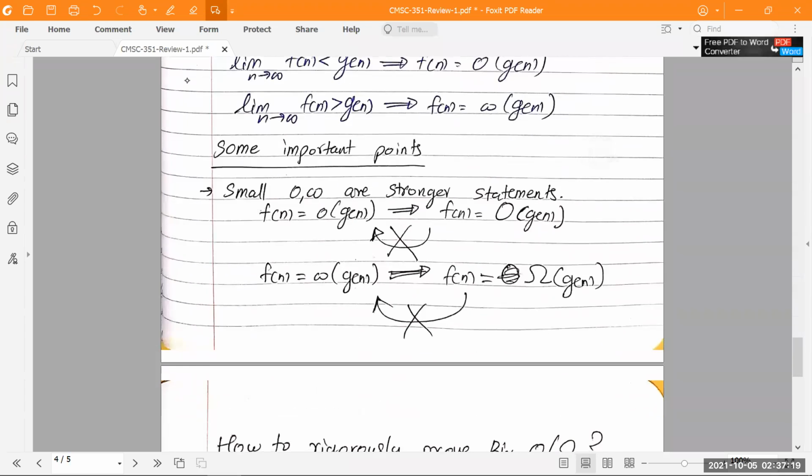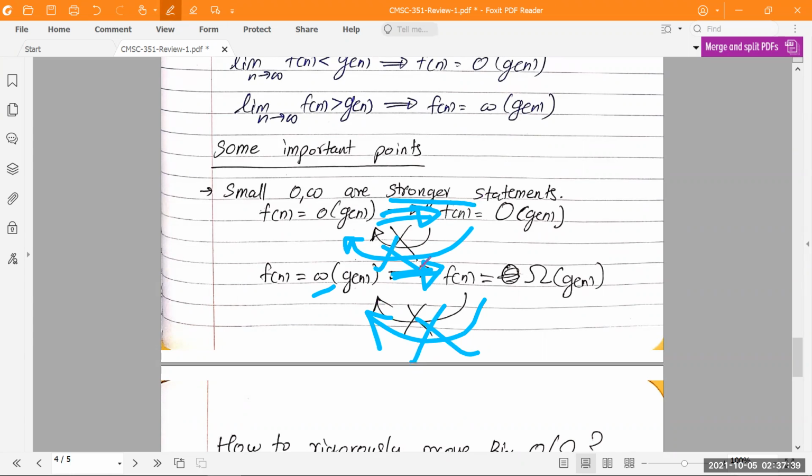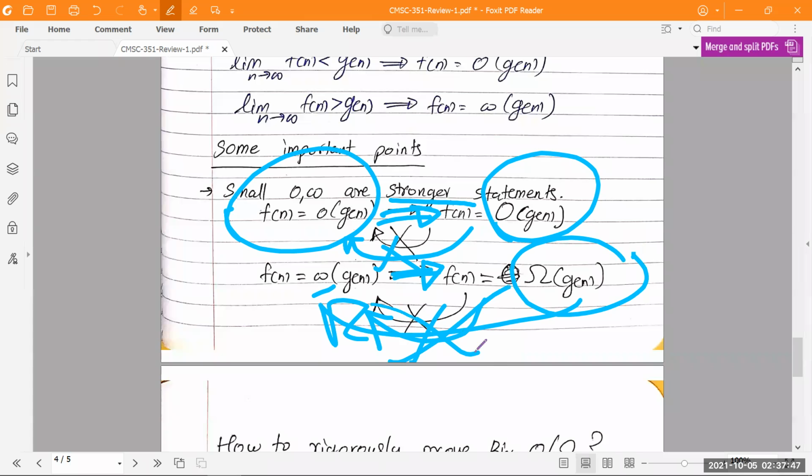So important points: small omega and small o are stronger statements. Because of that, if you have small o, it implies big O. And if you have small omega, it implies big omega. But it doesn't happen the other way, because you can go from the stronger statement to the weaker statement. Stronger statement always implies the weaker statement, but the weaker statement does not imply the stronger statement.